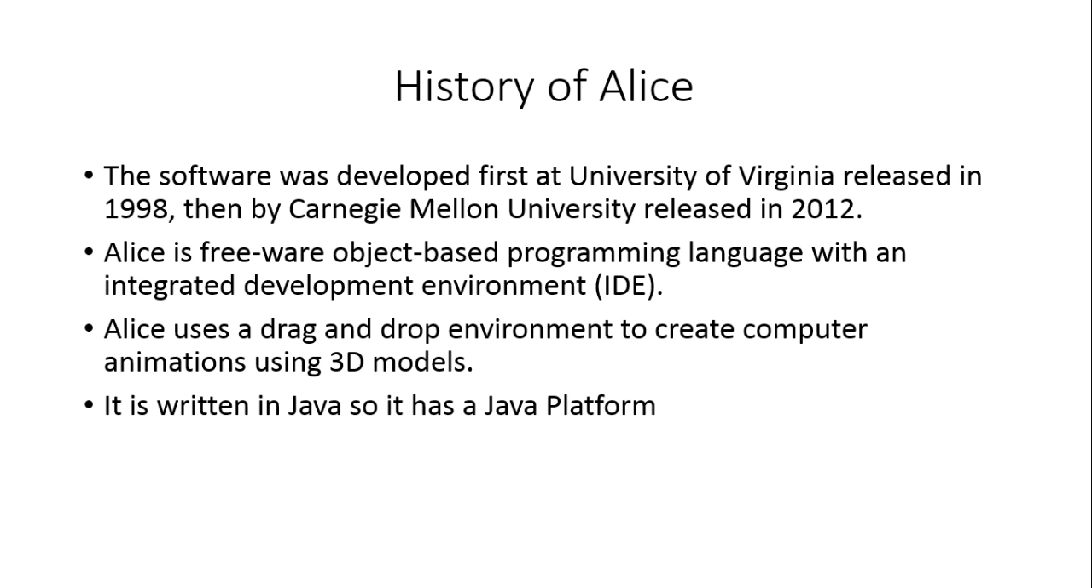Some history on Alice. The software was developed first at the University of Virginia. It was released in 1998. Then by Carnegie Mellon University, released in 2012. Alice is freeware, object-based programming language with an integrated development environment, or IDE. Alice uses a drag-and-drop environment to create computer animations using 3D models. Alice is written in Java, so it has a Java platform.